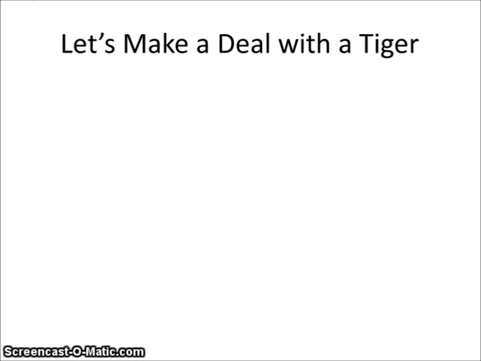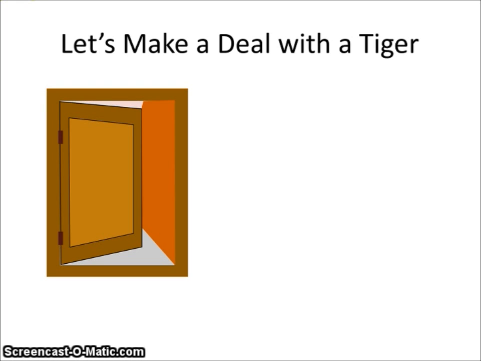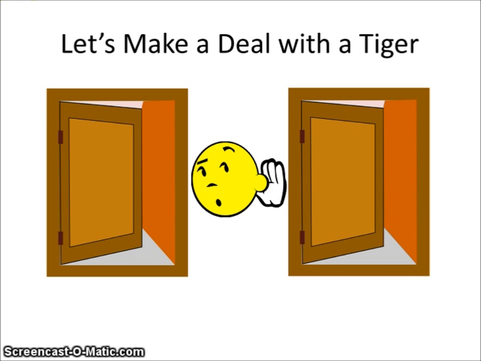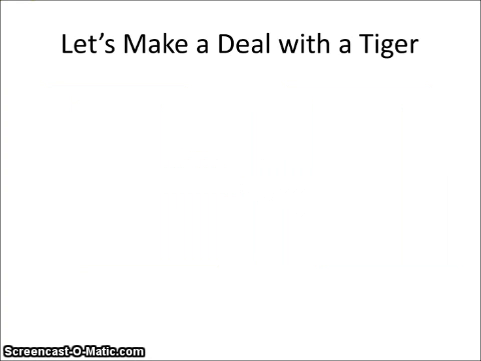So we have 3 options: open the left door, open the right door, or listen for the tiger. If the tiger's on the left, you hear the tiger on the left with some probability, 0.85 in this case, and you hear the tiger on the right with probability 0.15, and vice versa. So if the tiger is on the left, you're more likely to hear it on the left and get some information about where it is. And same if it's on the right.